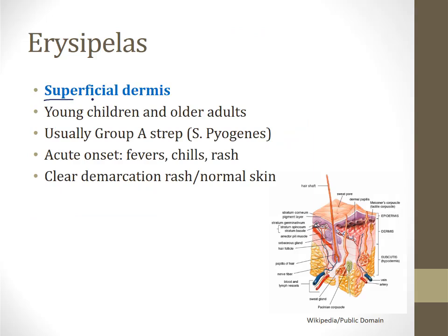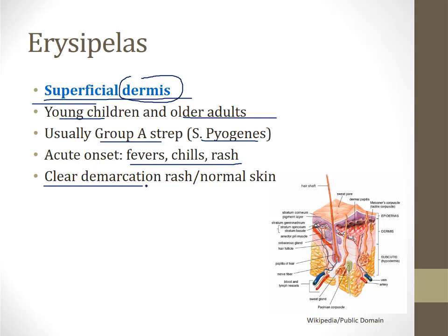Erysipelas is an infection of the superficial dermis. So remember in impetigo, that was an infection of the epidermis. Now we're talking about infections of the dermis. And in the case of erysipelas, we're talking about the superficial dermis. This tends to affect either young children or older adults, and it's usually caused by group A strep or strep pyogenes. It typically has an acute onset. Patients develop fevers, chills, and rash signs of infection, and then they develop a red rash on their skin with a clear demarcation between the rash and normal skin. This is a classic feature of erysipelas.